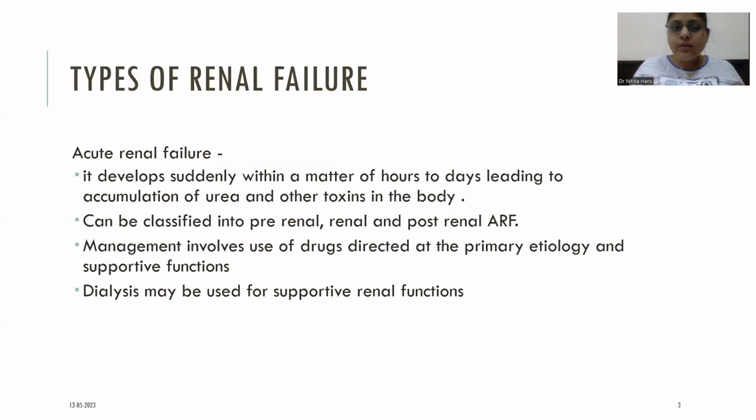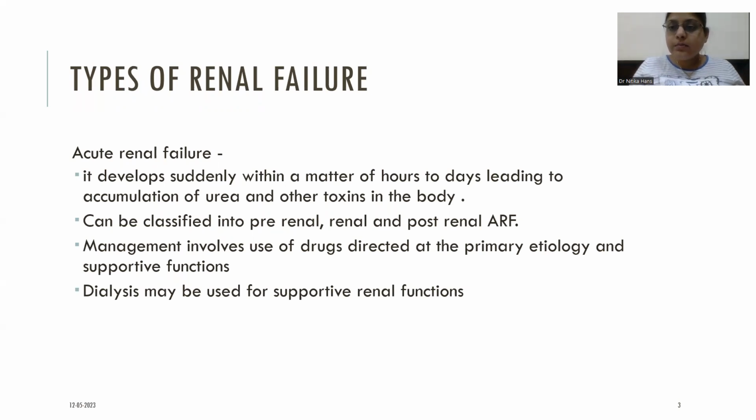Now, renal failure is divided into two types: acute renal failure and chronic renal failure. Acute renal failure develops suddenly, within a matter of hours to days. In this, there is increased accumulation of urea and other toxins in the body, and it can be divided into three types: pre-renal, renal and post-renal acute renal failure.